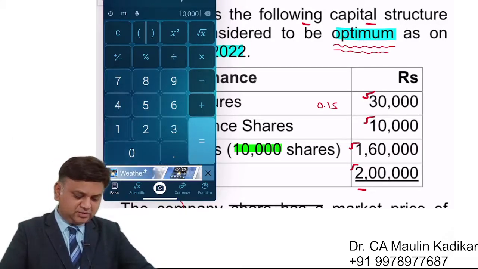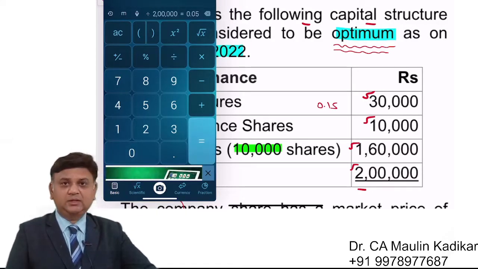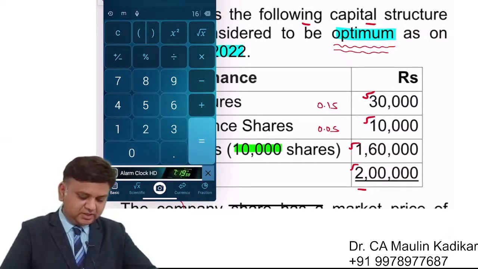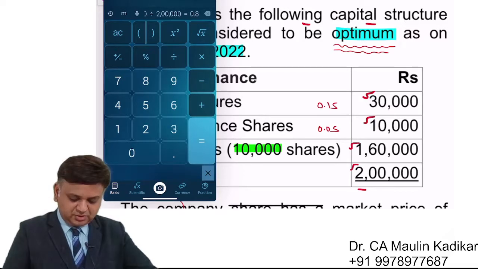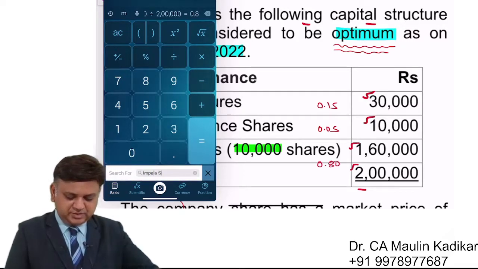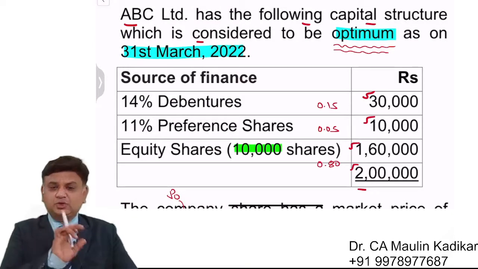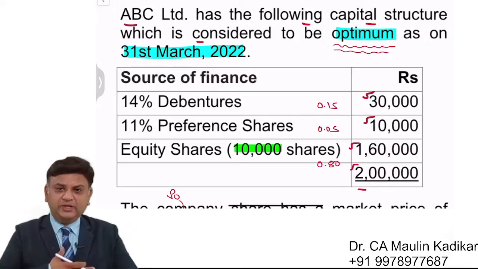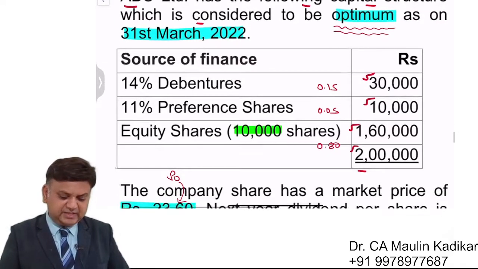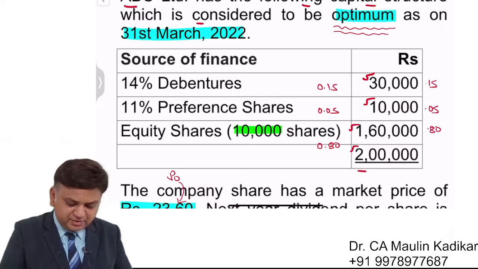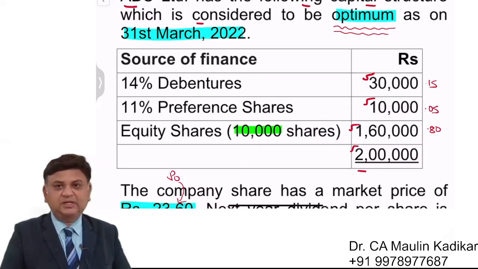Preferential capital financing is 10,000 out of 2 lakhs. So it comes to 5%. And the equity shares of 1,60,000 out of 2 lakhs, that comes to 80%. So we have been provided with the information of the proportion of each source of finance in the capital structure. The company is always financing in this pattern: 15%, 5%, and 80%.